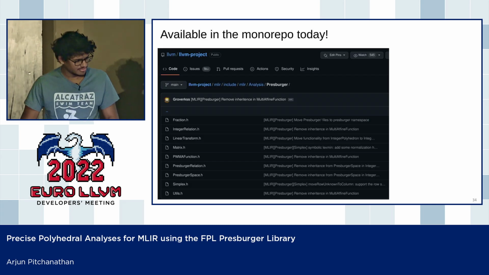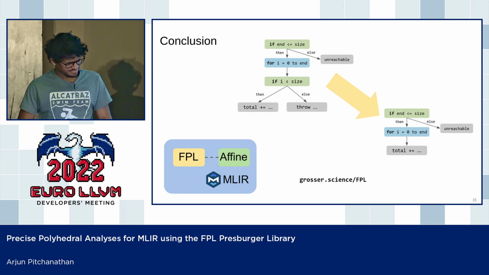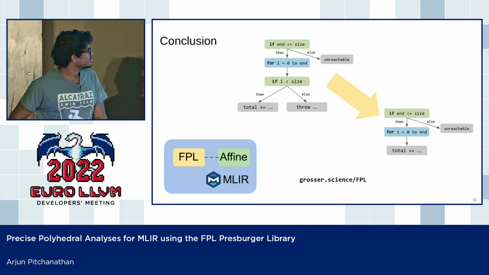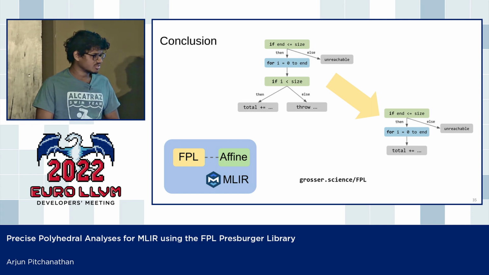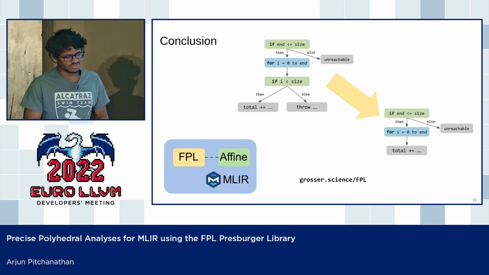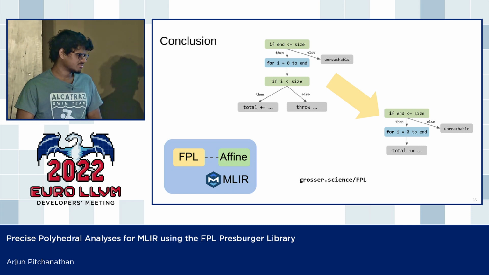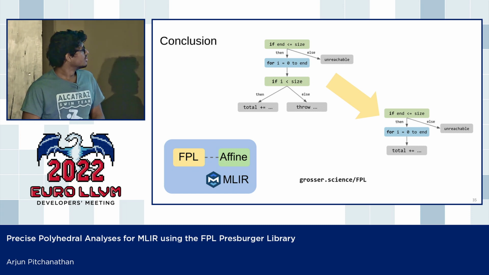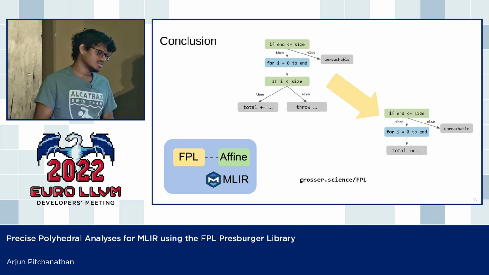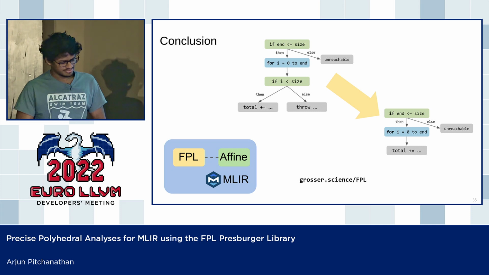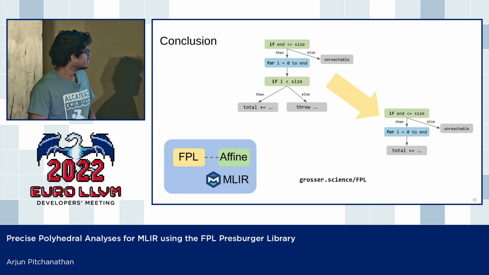To conclude, we looked at how to use the Presburger library to do some simple simplifications in the affine dialect, and we also took a look at doing things beyond just affine. It's actually useful throughout in many areas. I talked briefly about the deep integration of FPL into MLIR and the easy conversions from IR to math and how to use it in Affine. And finally, you can check out our project page, which is currently hosted at grosser.science/FPL if you would like to know more. Thank you.